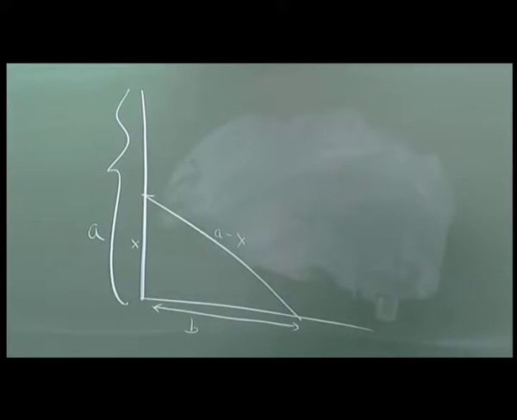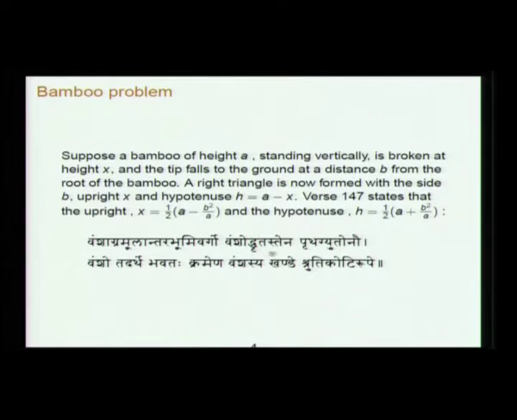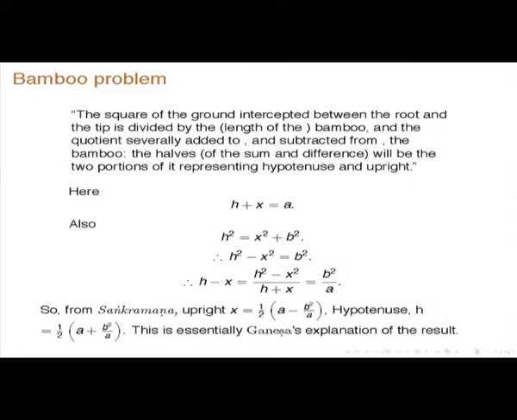Vamshagra Moolantara Bhumi Vargo Vamshodritastena Prutagyuto no Vamsho Tadarte Bhavata Kramena Vamshasya Kande Shruti Koti Rupe. Of course, you can enjoy the poetical beauty of this, but what it means is: the square of the ground intercepted between the root and the tip is divided by the length of the bamboo, and the quotient severally added to and subtracted from the bamboo, the halves of the sum and difference will be the two portions of it representing the hypotenuse and the upright.